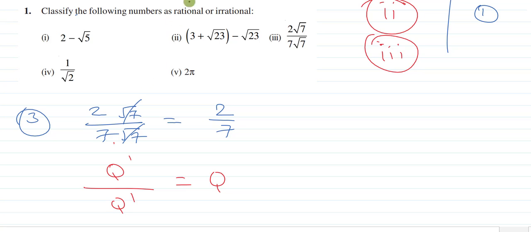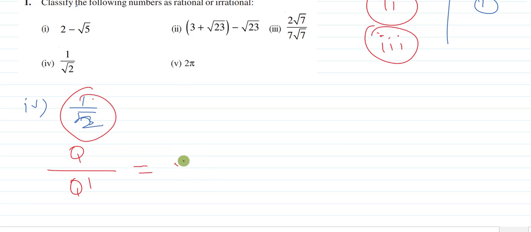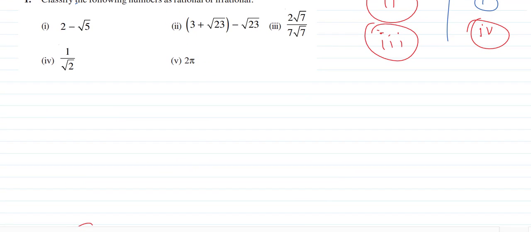Okay. Now coming to the fourth one. Let me write the fourth one. 1 by root 2. As your numerator is 1, it is a rational number. Denominator is root 2, it is an irrational number. Here nothing is getting cancelled. So you know that if we divide rational by irrational, it will be an irrational number. Or you can directly say this is an irrational number, right? So your fourth question will be of the category irrational number. Got this?